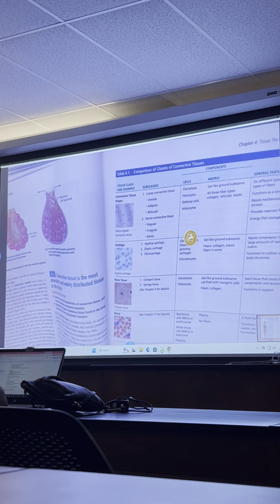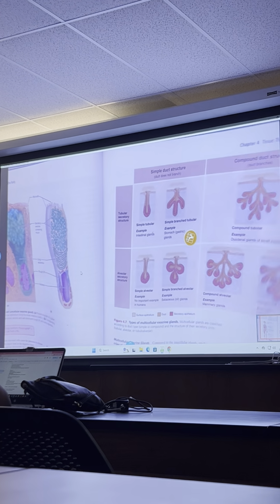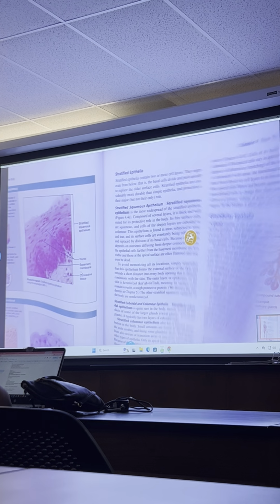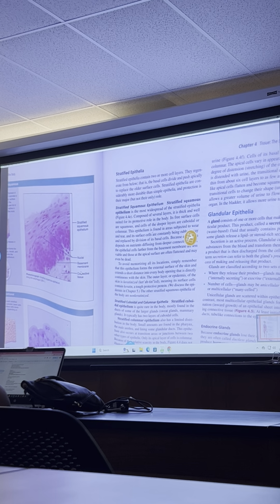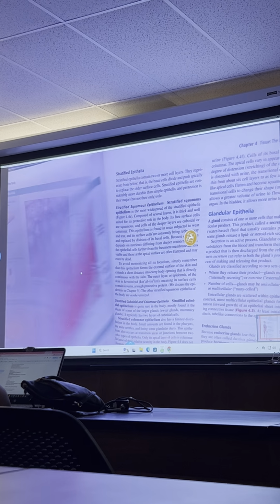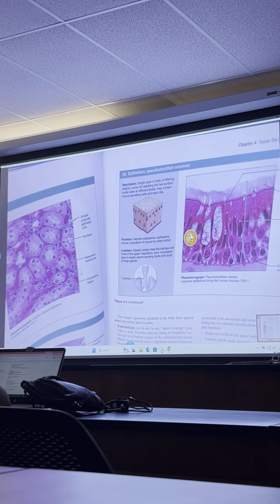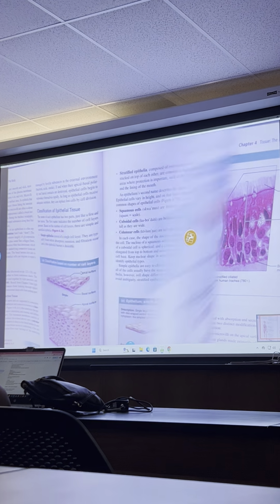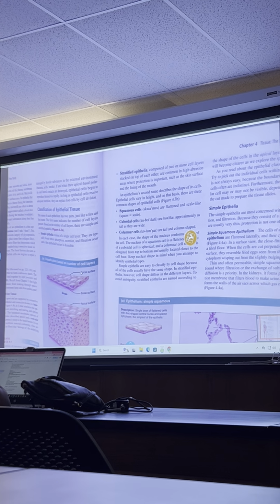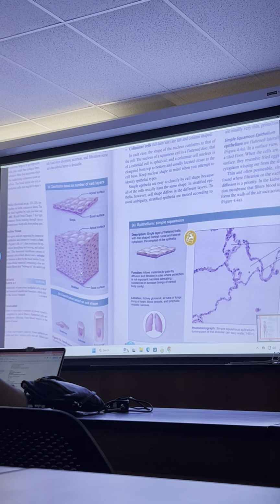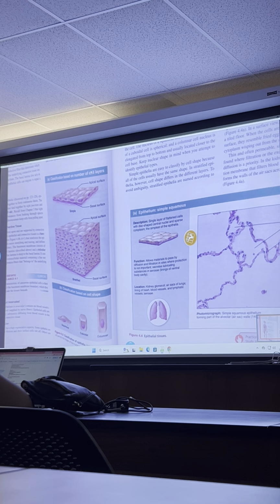So there's more stuff here we're going to skip over today, because we want to go to the last grouping that we want to talk about in chapter 4. So I'm going here to page 118. On page 118, we have epithelial cells.